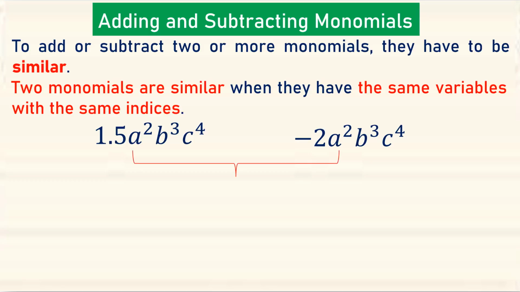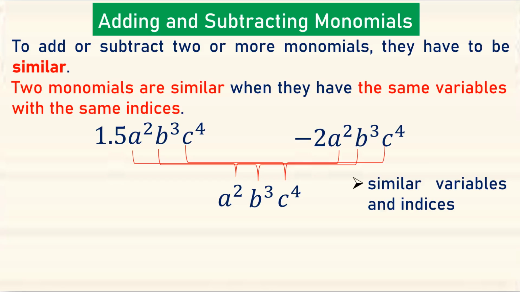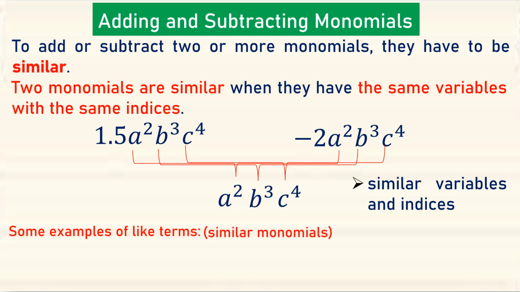Let us see if they are similar monomials. So they have the same a to the second, they have the same b to the third, they have the same c to the fourth. So therefore, they have similar variables and indices. So they are similar monomials. In mathematics, we mostly use the word like terms, which is the same as similar monomials.